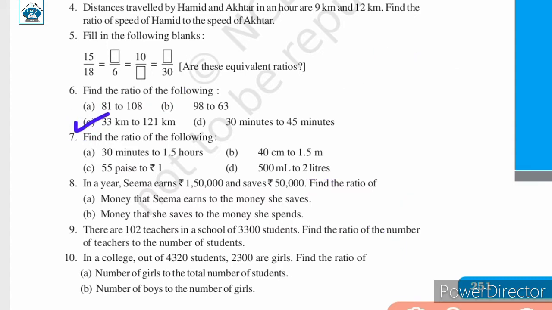In the next part, you are given 33 kilometer to 121 kilometer. So here you can note that the units are same. For finding the ratio of two quantities, both of them must be expressed in the same units.